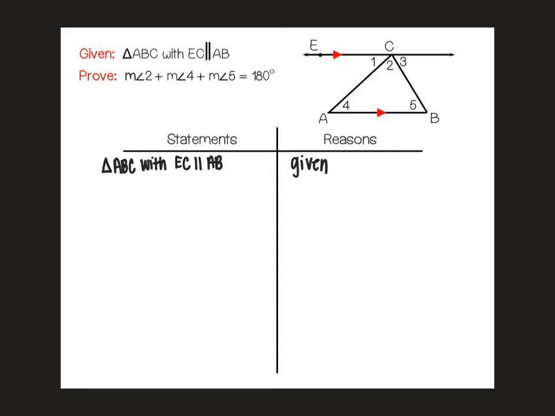When I look at the diagram, the first thing I notice is that angle 1, 2, and 3 form a straight line, which means that they have to add up to 180 degrees. So the measure of angle 1 plus the measure of angle 2 plus the measure of angle 3 equals 180 degrees because the angles form a straight line.